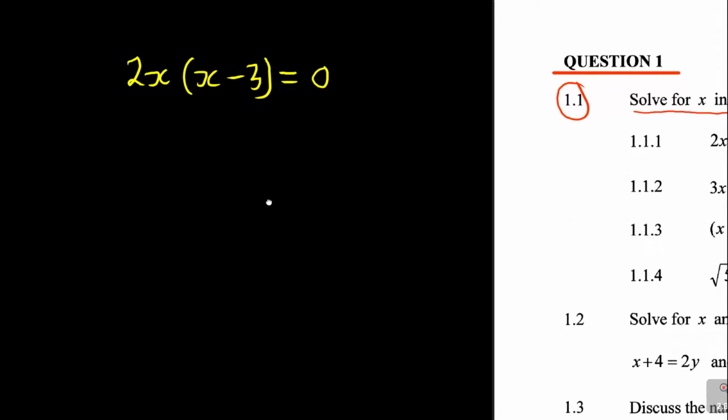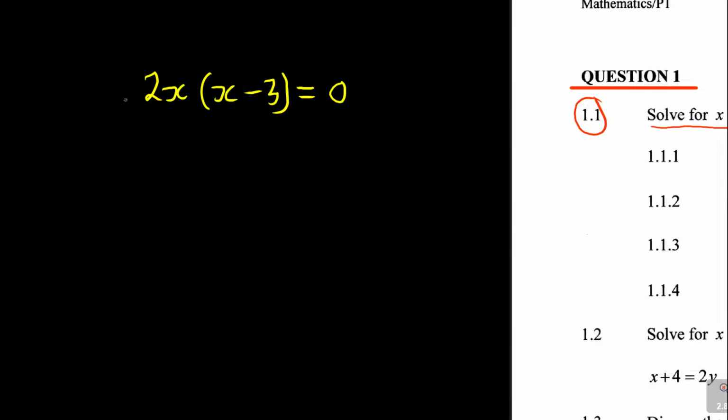Let me just quickly do this. It says solve for x, and you've got 2x, x minus 3 is equal to 0. Here I don't want to waste much time, but don't be tempted. Students are usually tempted to say, whenever I see a bracket, I must open that bracket. Don't do that. Avoid it. It was not necessary. For the 2 marks, the answer is just there.